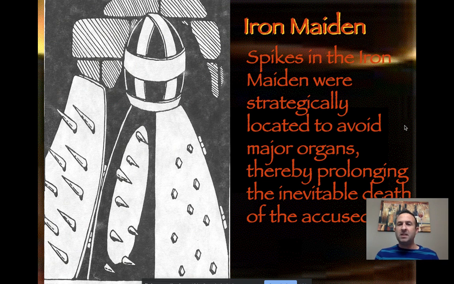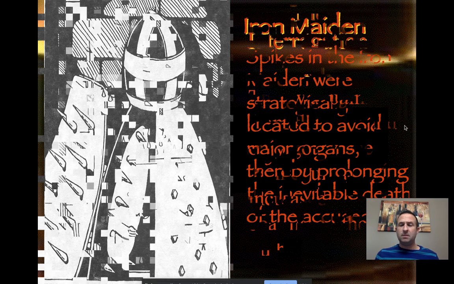The spikes in the Iron Maiden were strategically located to avoid major organs, thereby prolonging the inevitable death of the accused. Yes, they were so scientifically advanced that they could place spikes in specific areas to avoid rupturing a major organ. Therefore, your death would be slow and painful. But yet they didn't understand basic disease ideas.